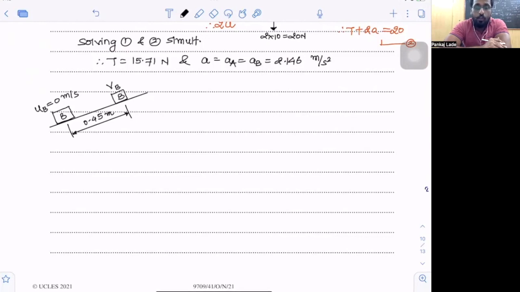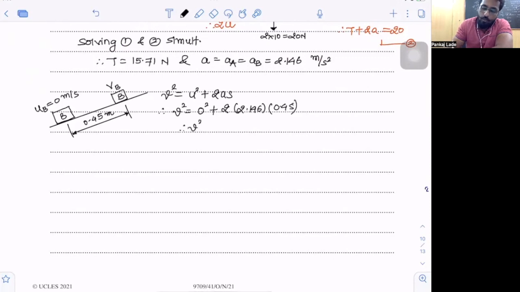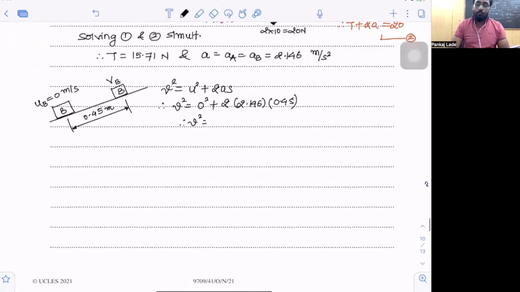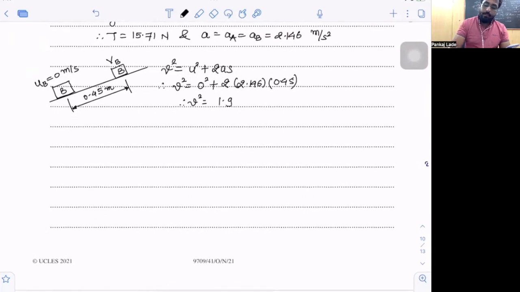I now have the acceleration also, isn't it? So we know V square is equal to U square plus 2AS. So I can get V square is equal to initial velocity 0 square plus 2 into the acceleration 2.146 into the displacement, which is 0.45. So I've got the value of V square from here, students. It has come 1.9314. V square has come 1.9314.